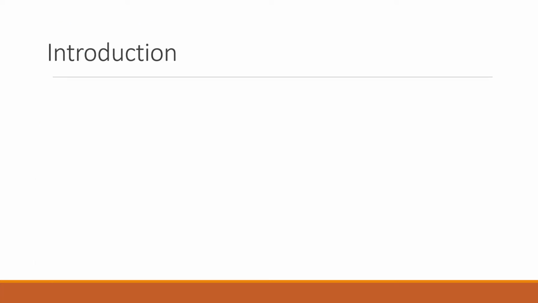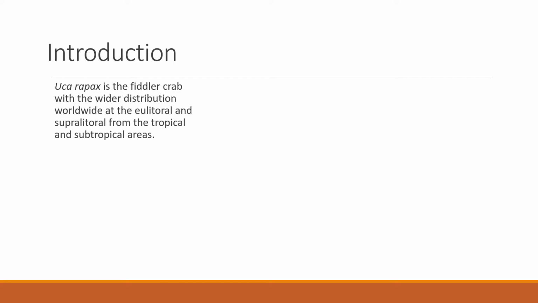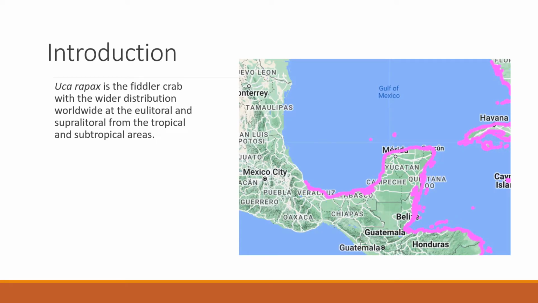As an introduction, let's talk about the distribution of Uca rapax. First of all, Uca rapax is a fiddler crab with a wide distribution worldwide in tropical and subtropical areas. The distribution comes from Florida, USA to Santa Catarina, Brazil.